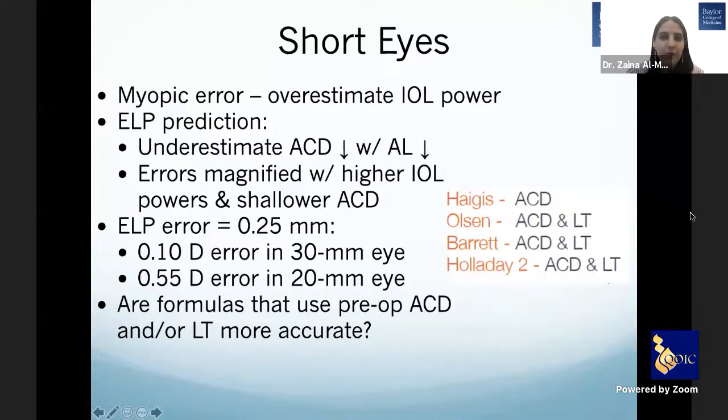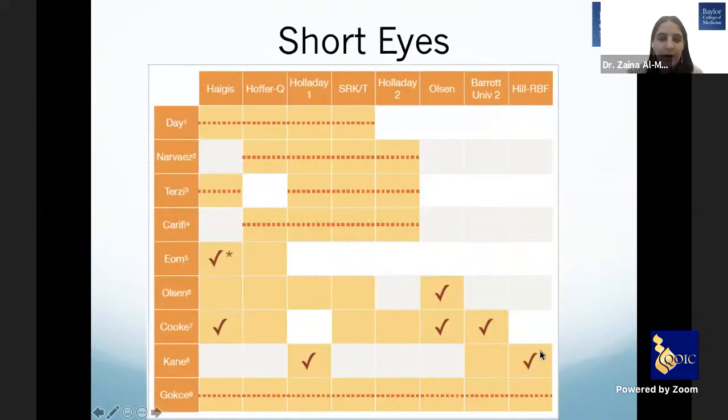Yes. And if you notice, if you are off by 0.25 millimeters effective lens position, again, to explain this point, you'd get a 0.1 diopter error in a 30 millimeter eye. Not a big deal, right? Versus a 0.55 diopter error in a 20 millimeter eye. So we thought about our formulas that use pre-op anterior chamber depth and/or lens thickness being more accurate. So again, our group looked at the Haigis, Olsen, Barrett, and Holladay 2.